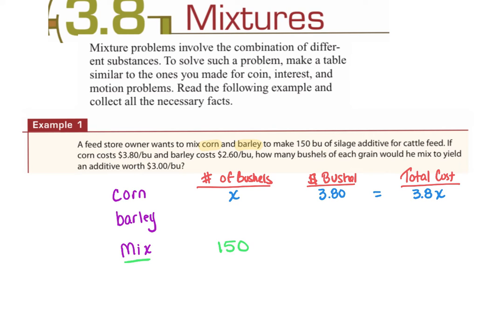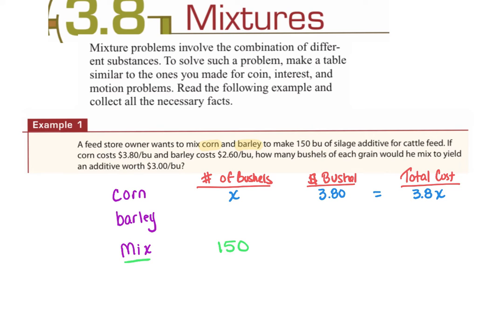Just like the time, think about how we did time. When it was total time, what did we do? If we had one of them, what did we do to find the other? Yeah, we subtracted. When it was total 6 hours and we had one of them as T, we said 6 minus T for the other. The total is 150 bushels. We know one of them is X. How do we solve for the other one?